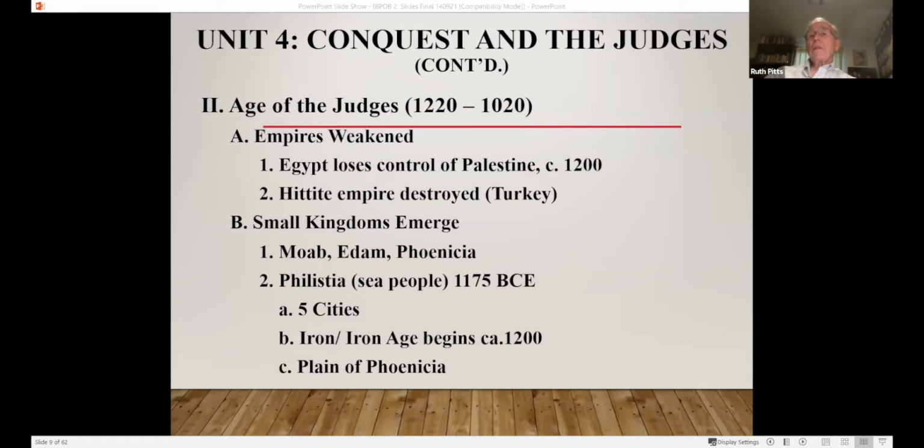And they lived, sorry, I missed this. That should be the plain of Philistia rather than Phoenicia. So as the kids say these days, my bad, but that's just a little error. All right, let's move on.